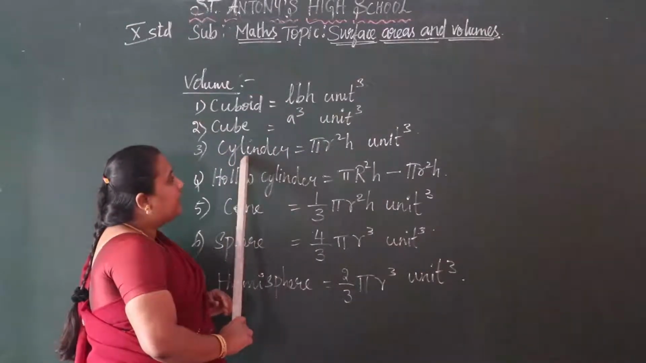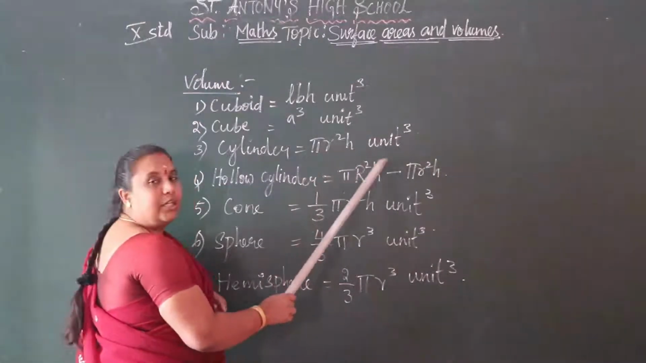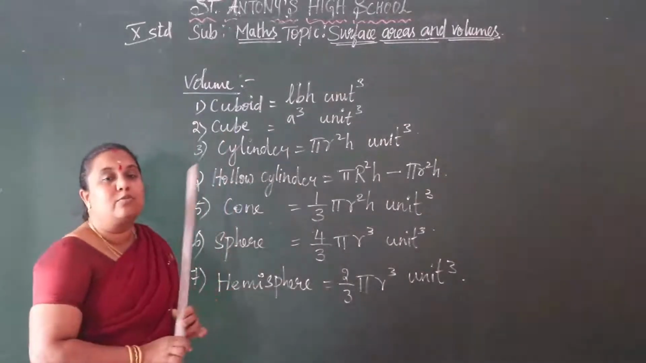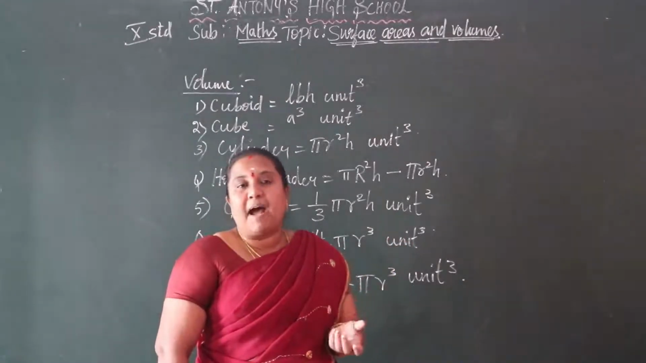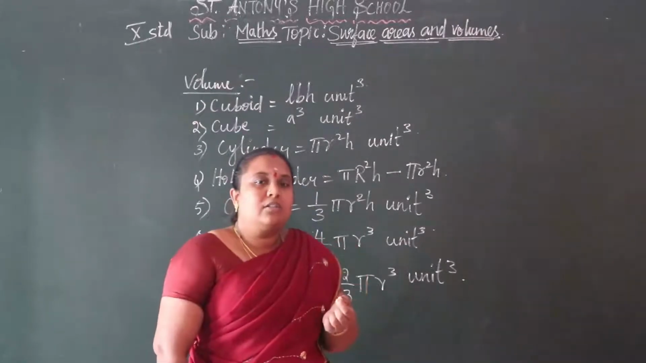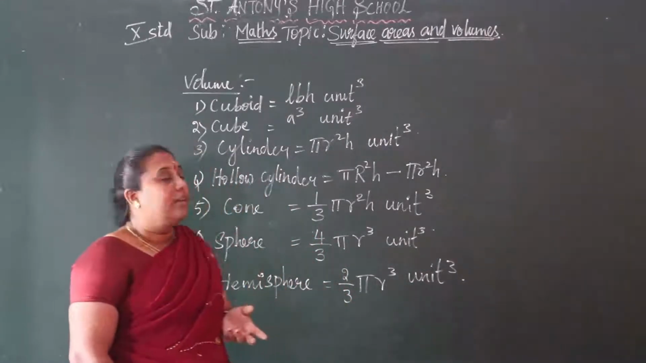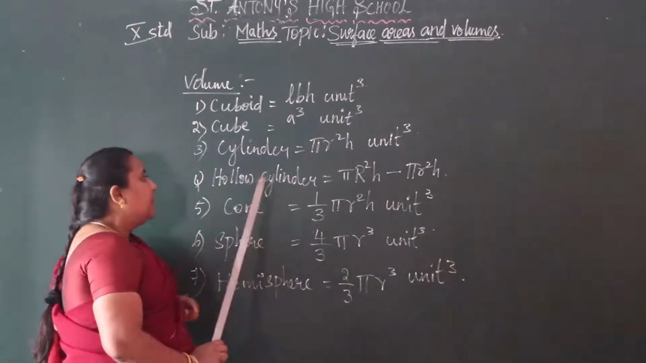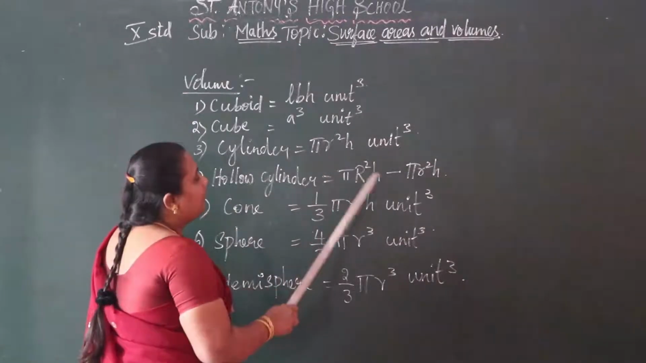Cylinder. So the volume of a cylinder equals pi r square h unit cube. Then the hollow cylinder. You know the hollow cylinder is used in PVC pipes, and in many other machine parts we use hollow cylinders like metals. Hollow cylinders are used mostly in industrial areas, so there we want to find out the volume of that hollow cylinder type.